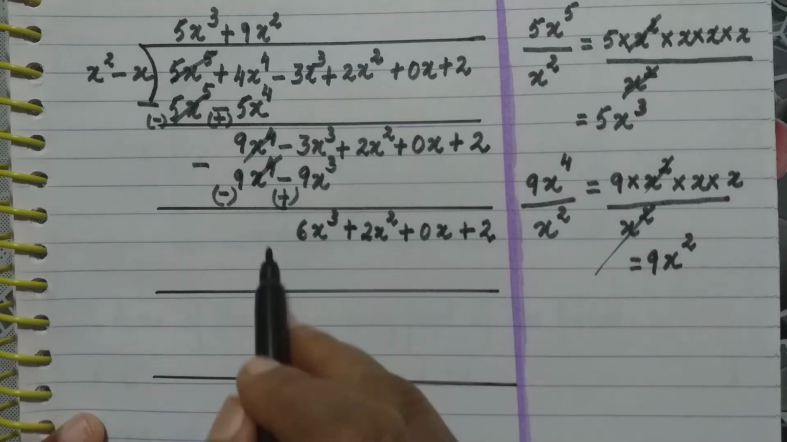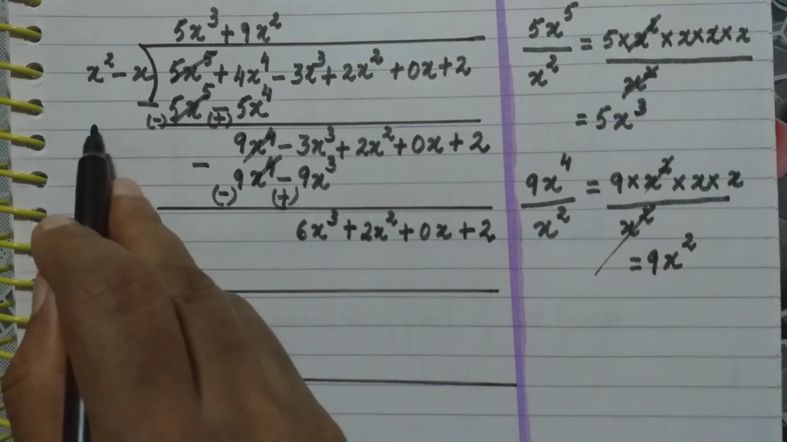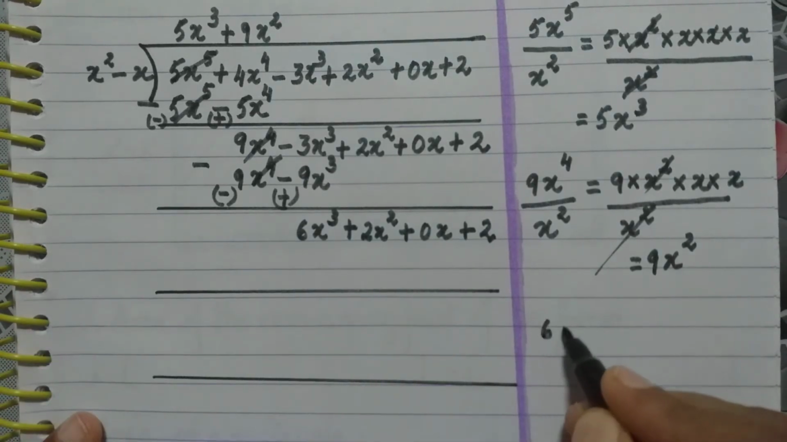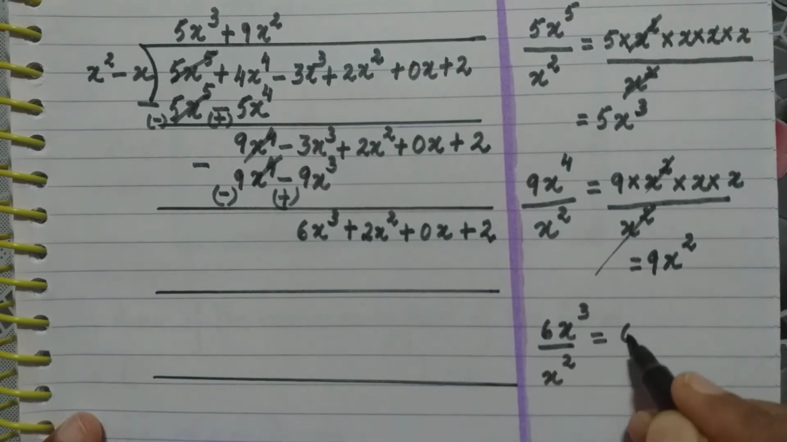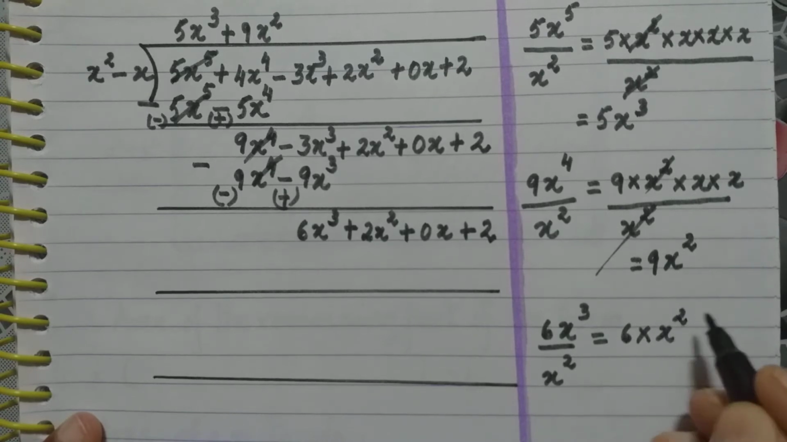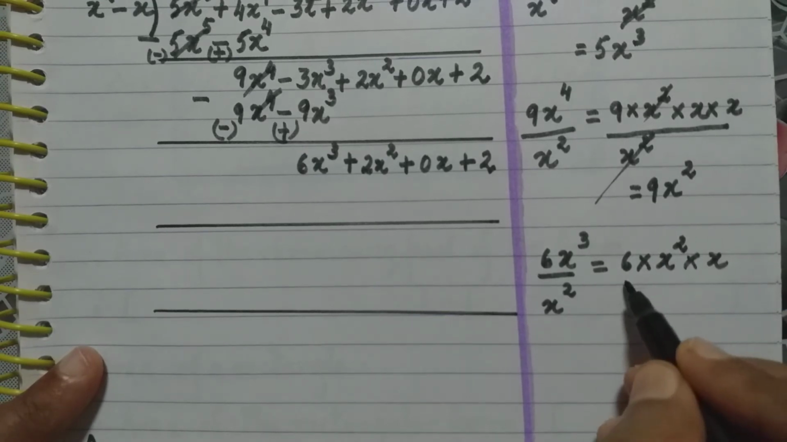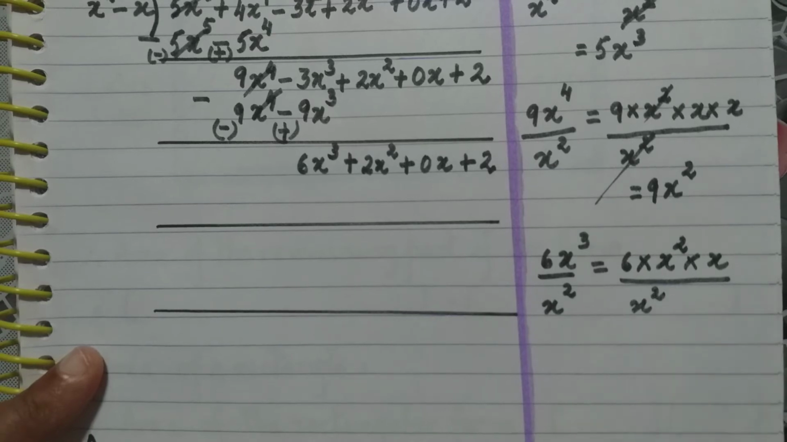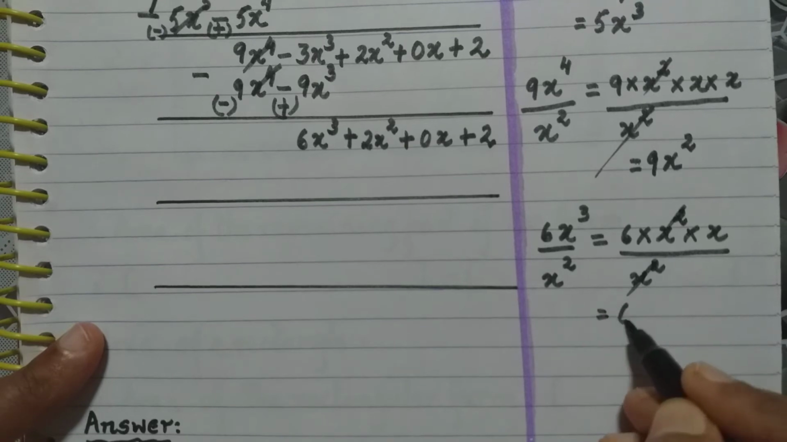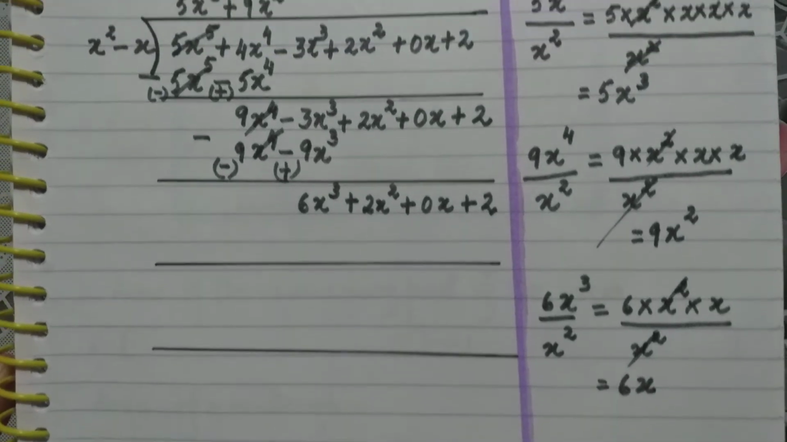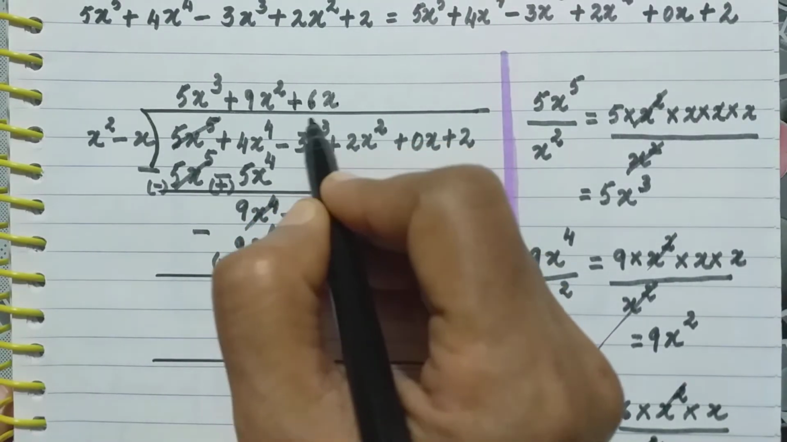Okay, now we have here 6x cube as the first term of the dividend. 6x cube divided by x square. So we do here 6x cube divided by x square. This will be 6 into x square into x upon x square. So x square and x square cancel. What is the answer? 6x. So this 6x I will write here plus 6x in the quotient.